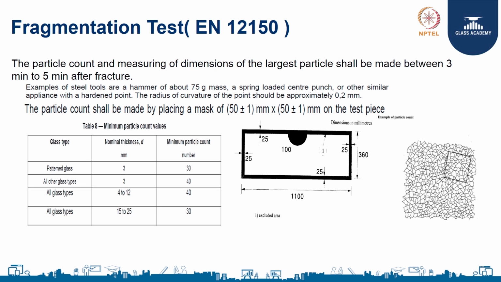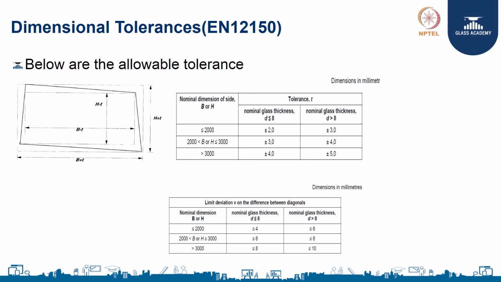EN says that from 3 millimeter to 12 millimeter the minimum particle count should be 40, and for the other glass thicknesses from 15 to 25 it should be a minimum of 30. EN also specifies the dimensional tolerances of the glasses. You can see the chart.